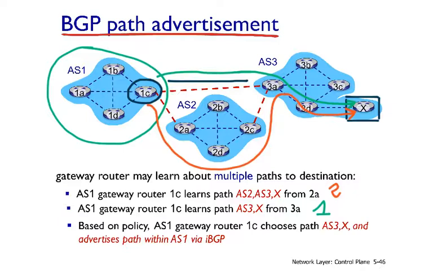So AS1 decides which is the policy. In case of having multiple choices, I have to decide. For example, one policy could be to use the shortest path in terms of autonomous systems. So in this case, I will select this policy. And that information is also expressed inside the network.